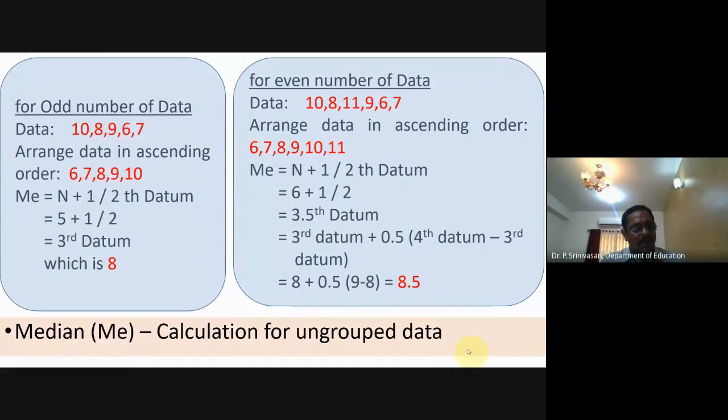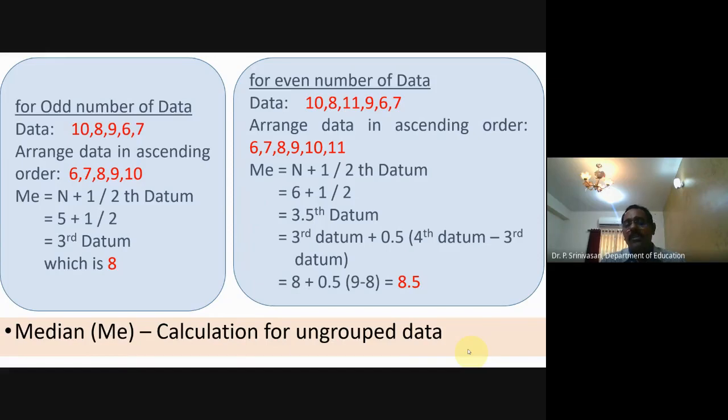Okay, so I will summarize both. If it is an odd number, it's very, very easy. No 0.5 and all, it won't come. Just total number of data plus 1 divided by 2. You will get some place, and that place is exactly the median if it is an odd number. If it is an even number, you will be getting a decimal place, like the 3.5th datum.